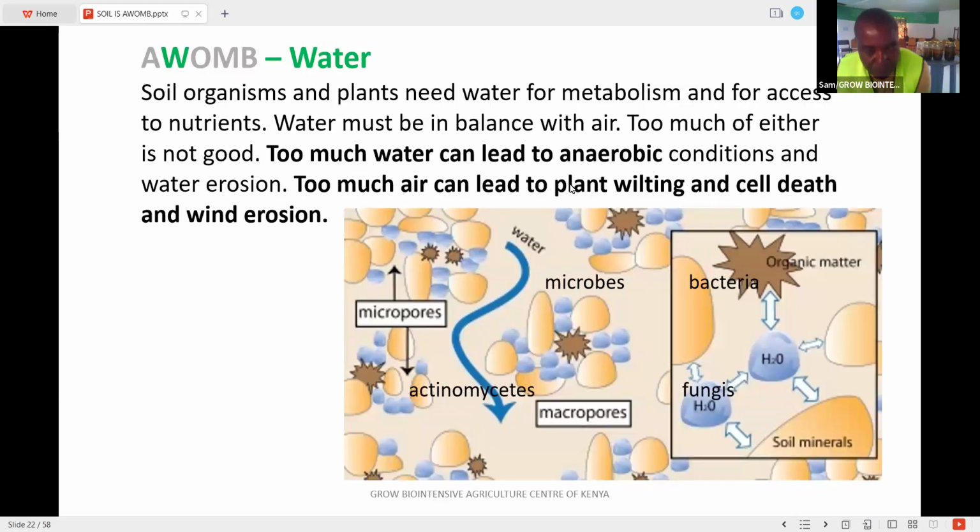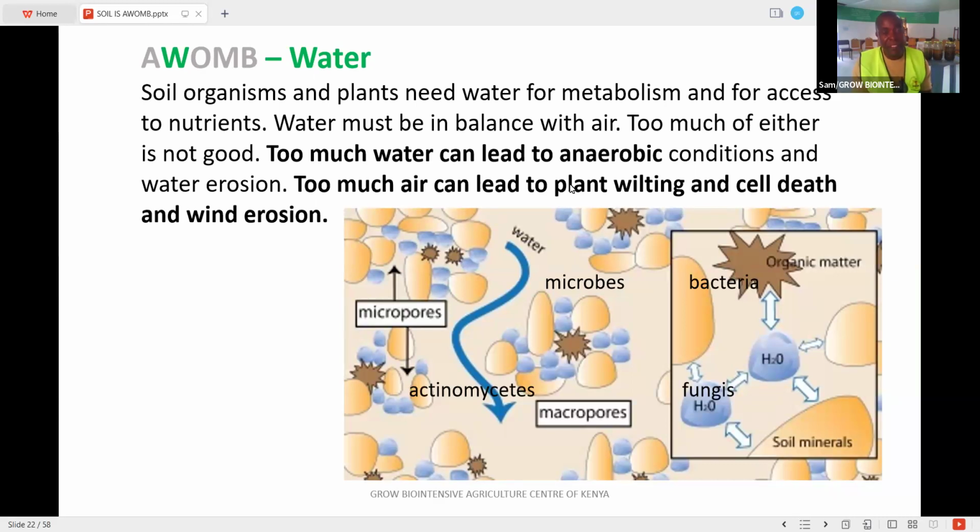So number 2, let's talk about water. And that is component number 2. Very, very important, water. I'm saying that soil organisms and plants need water for metabolism and for access to nutrients. And that is true even in ourselves. This body here requires water for better metabolism. You are supposed to take up to 8 glasses of water every day, even more. The more water you take, the better your health. And we are told that medicine number 1 for us is water.